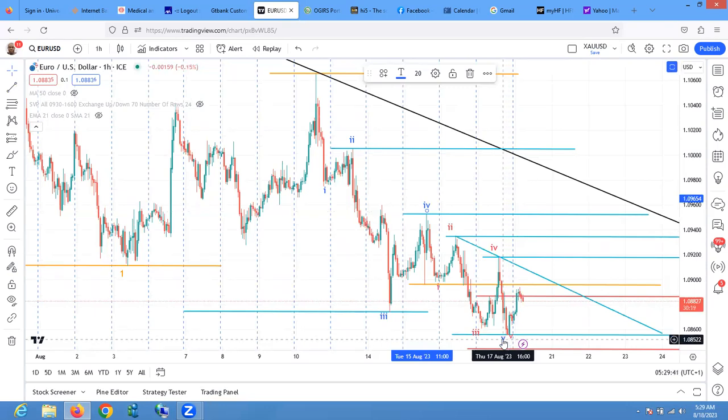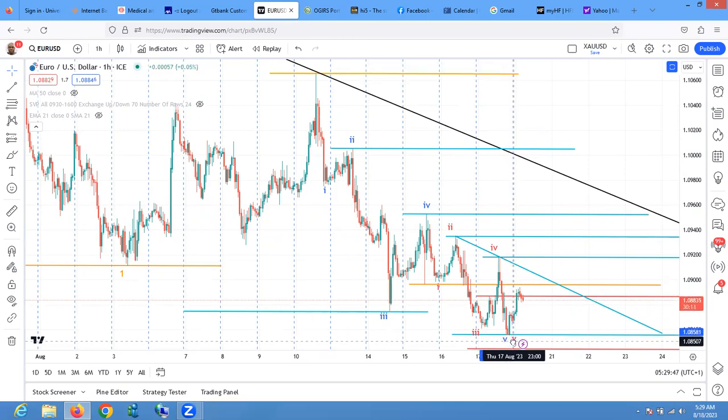Now, the thing is, are we done with this last wave of 5? That is where the question is. Or are we going to break low? Whatever it is, it is obvious that this is nothing but an ending diagonal. And so we have to look at how to approach it.